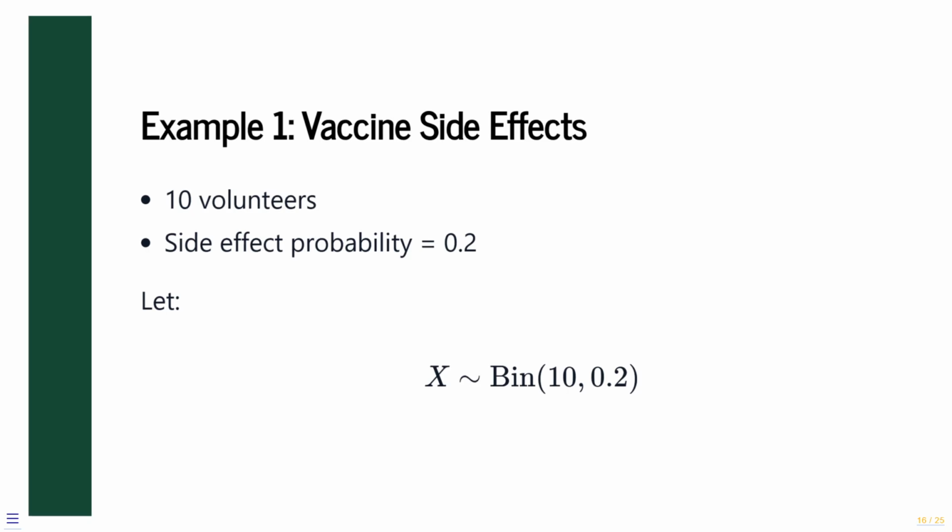Now consider example 1 involving vaccine side effects. 10 volunteers each have a 0.2 probability of experiencing a side effect. The number of side effects follows a binomial distribution with parameters n equal to 10 and p equal to 0.2. Using the binomial formula, we can compute probabilities for any specific number of side effects.